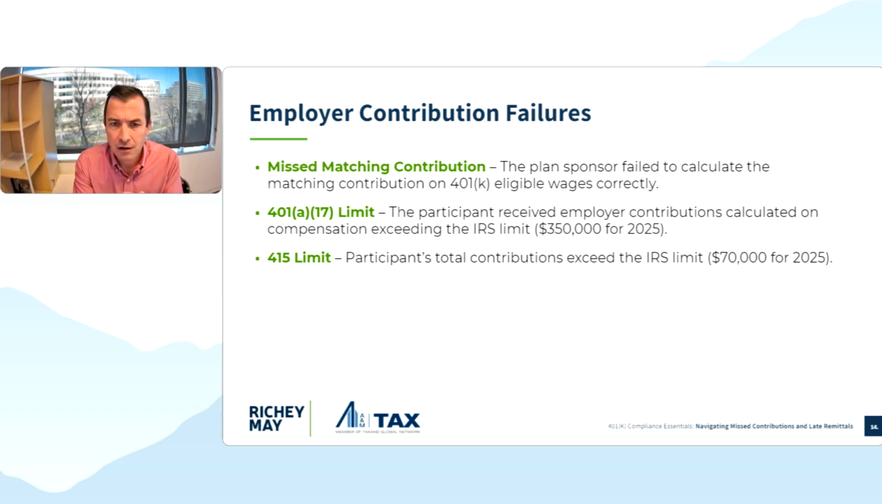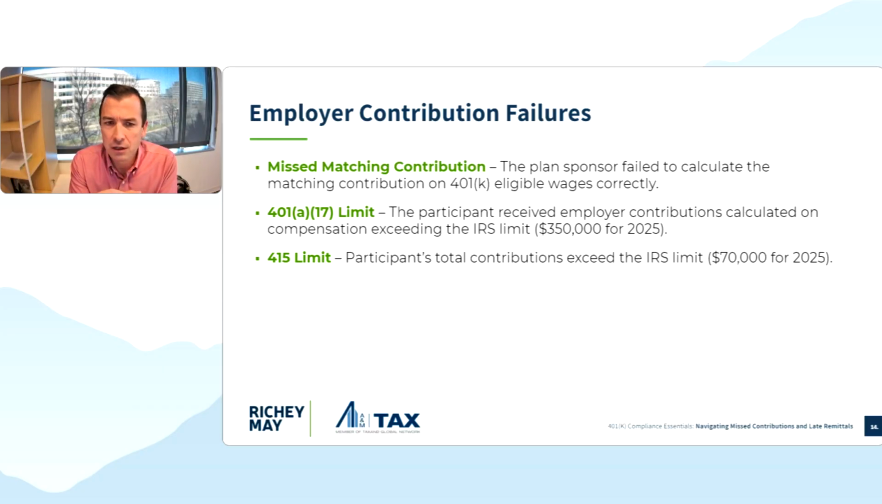Other places we see it are when there's just some kind of system issue that prohibits the match to be calculated, even though it should have been. So that's not great. On the 401(a)(17) limit, we kind of have the opposite. This is definitely one you don't want to mess up, because the 401(a)(17) limit is that for matching contributions and employer contributions, plans are not allowed to take into account compensation in excess of a certain limit. In 2025, that amounts to $350,000.